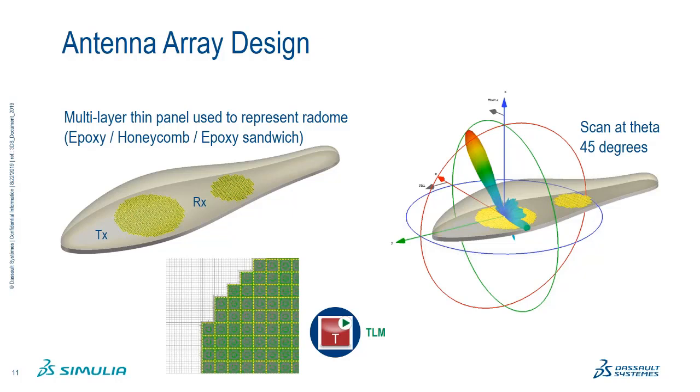We can efficiently model radome using a thin panel material type, since the radome is electrically thin in the satellite communications frequency range. Its transient TLM solver offers ideal meshing for handling the detail around the elements of the array while minimizing the number of mesh cells in the space around the antenna.